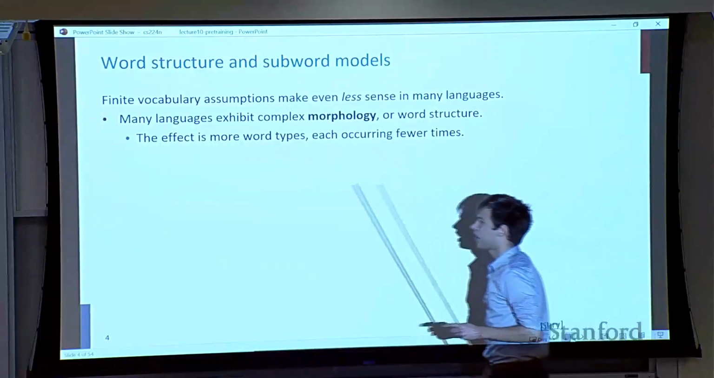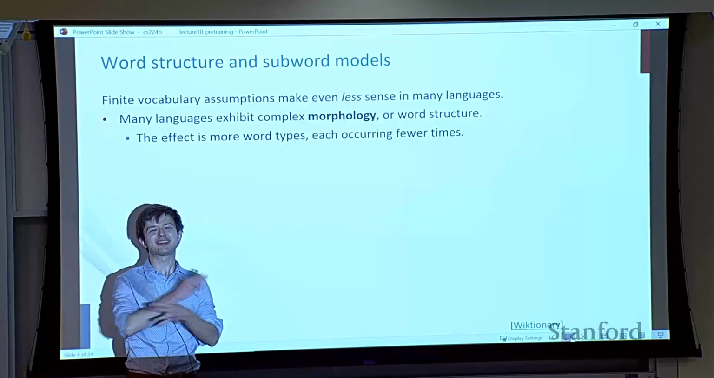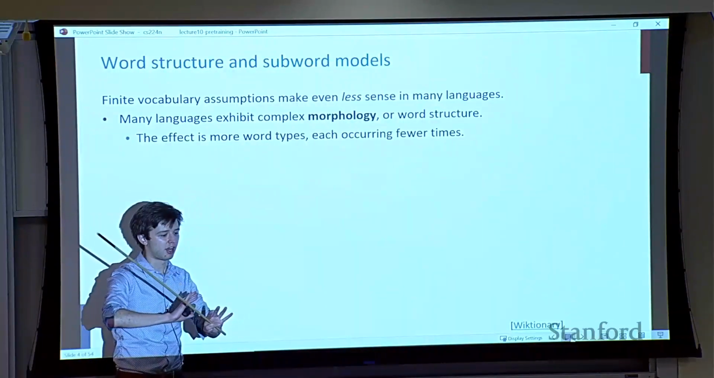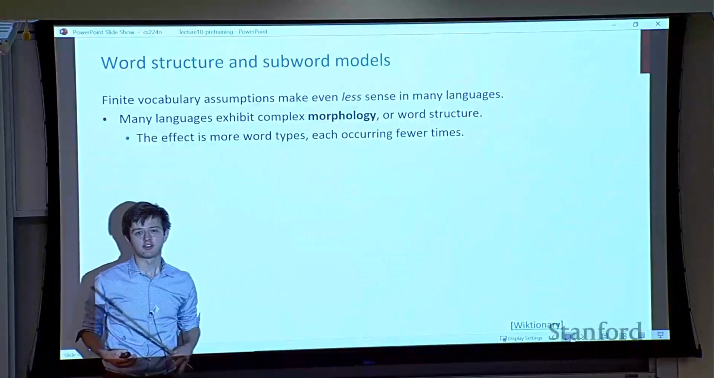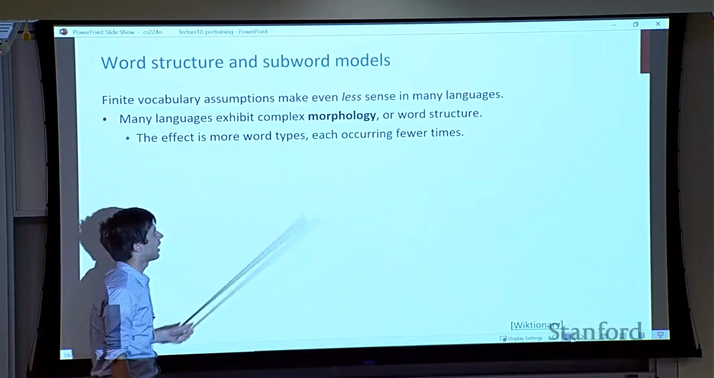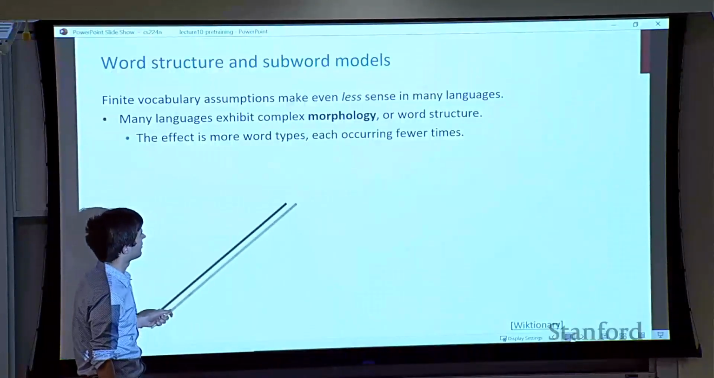And so not only is this true in English, but in many languages, this finite vocabulary assumption makes even less sense. So already it doesn't make sense in English, but English is not the worst. Morphology is the study of the structure of words. And English is known to have pretty simple morphology in specific ways.